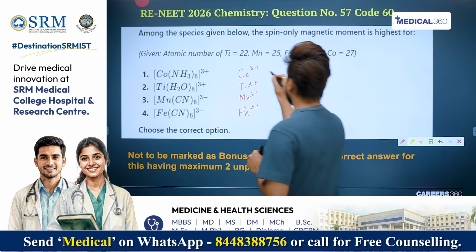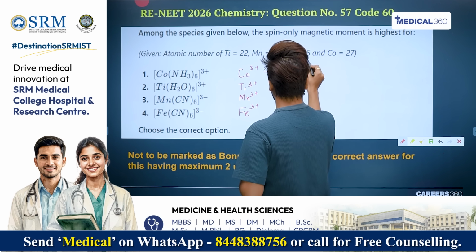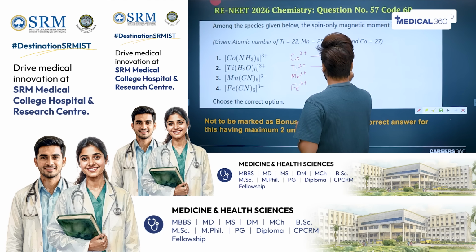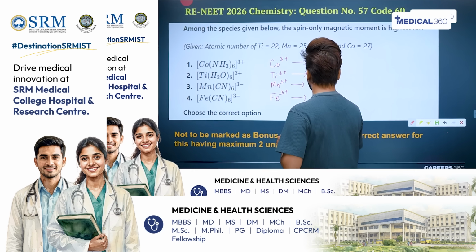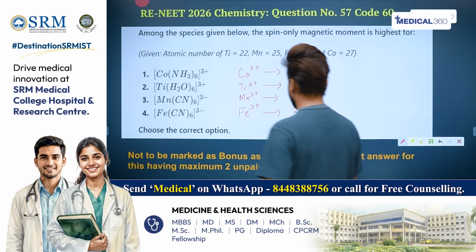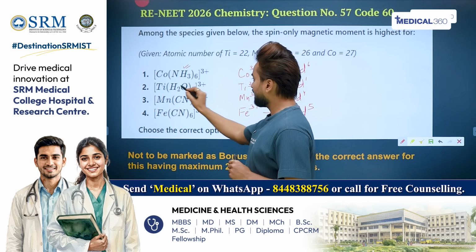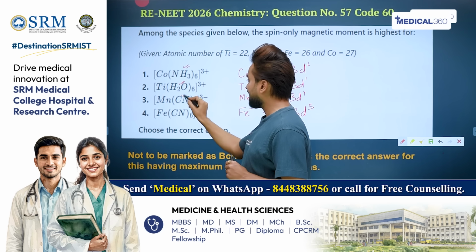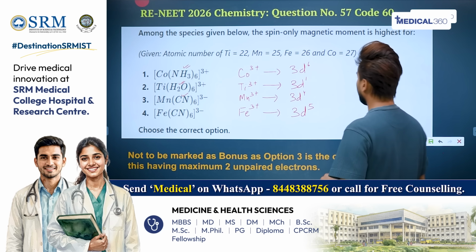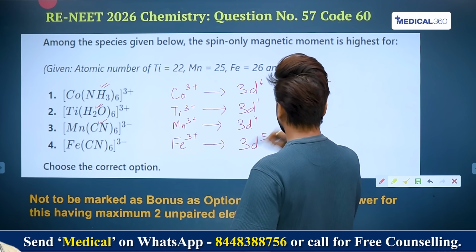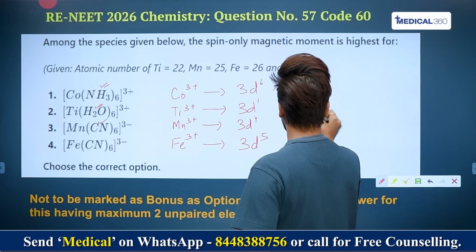If I talk about the electronic configuration in these respective oxidation states, cobalt 3+ has 3d6 configuration, titanium has 3d1 configuration, Mn3+ in this state has 3d4 configuration, and Fe3+ in this case again has 3d5 configuration. Now let us talk about the type of ligand. Ammonia is acting as a strong field ligand, water is acting as a weak field ligand, and cyanide acts as again a strong field ligand. Now in this case there will be 0 unpaired electrons. In this case there will be 1 unpaired electron.